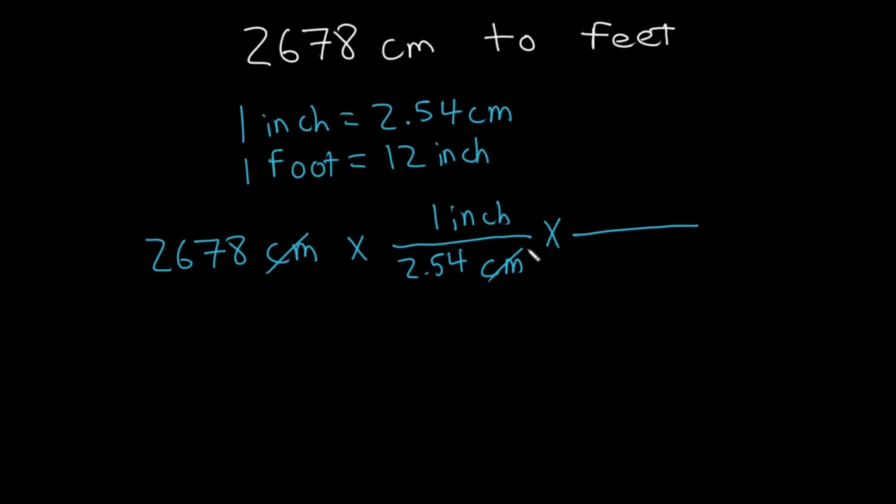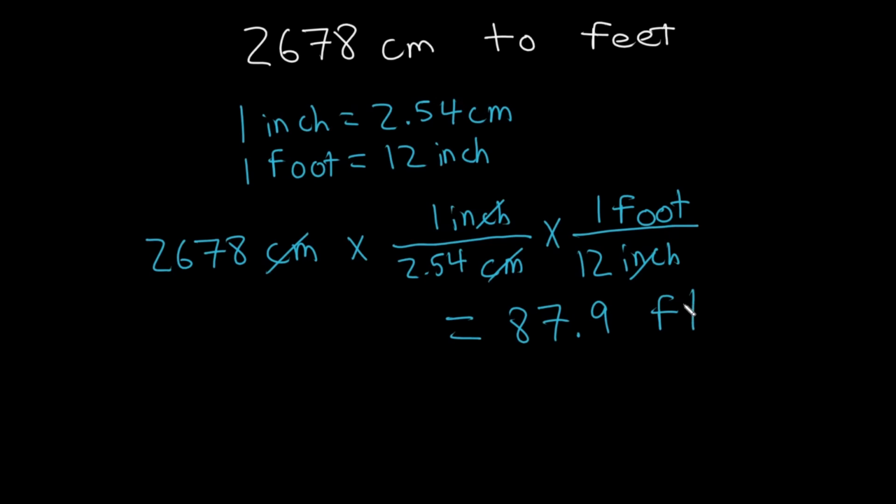So that's still not feet, so we have to do it one more time. So we know that 12 inches is equal to 1 foot. So we put that conversion factor like that. So the inches will cancel, and all we're left with is feet. So when we multiply this out, we get 87.9 feet, and that's the answer. So this one is a little more complicated just because we have to do 2 conversion factors in order to get the answer.